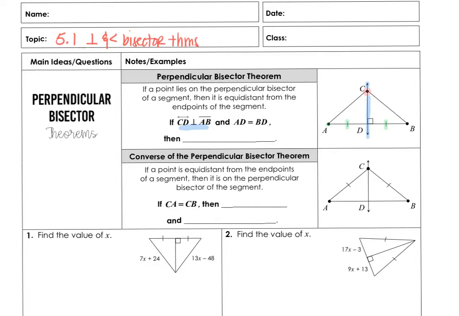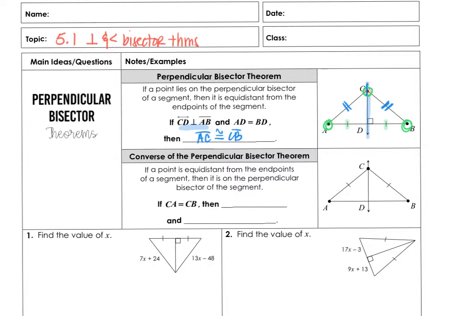So given CD is the perpendicular bisector of AB, then that point C is equally distant from the endpoints of the segment. That means that AC is congruent to CB. That is the perpendicular bisector theorem. A point lies on the perpendicular bisector of a segment. The point lies on the perpendicular bisector of the segment. It is equally distant, equidistant from the endpoints of the segment.